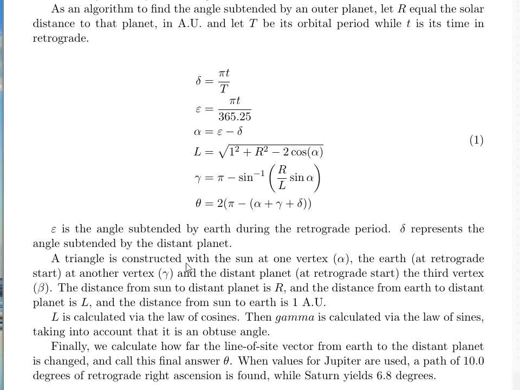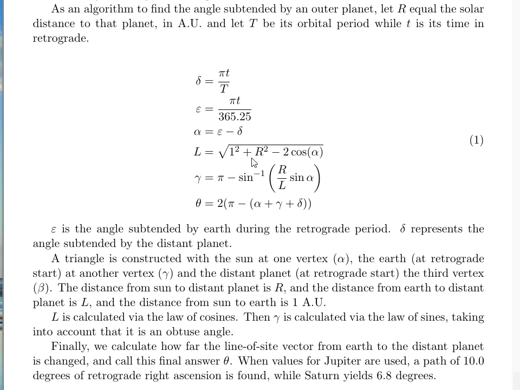A triangle is constructed with the Sun at one vertex, the Earth at another vertex, and the distant planet at the third vertex. This is the condition at the retrograde start. You could also use the retrograde end. The distance from the Sun to the distant planet is r. The distance from the Earth to the planet is L, and the distance from the Sun to Earth is 1 astronomical unit. So L is calculated via the law of cosines. L equals the square root of 1 squared plus r squared minus 2r times the cosine of alpha. Then gamma is calculated via the law of sines, taking into account that it is an obtuse angle, so gamma equals pi minus inverse sine of r over L sine alpha.